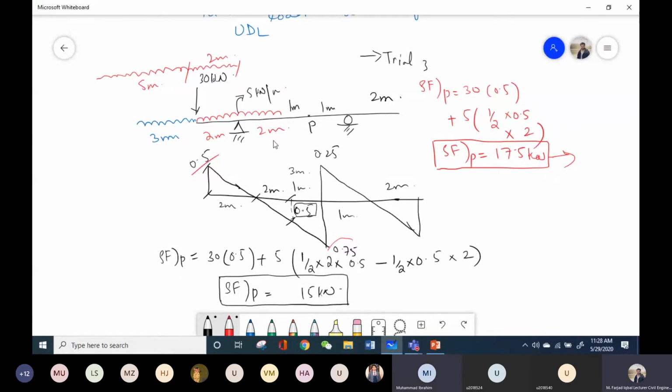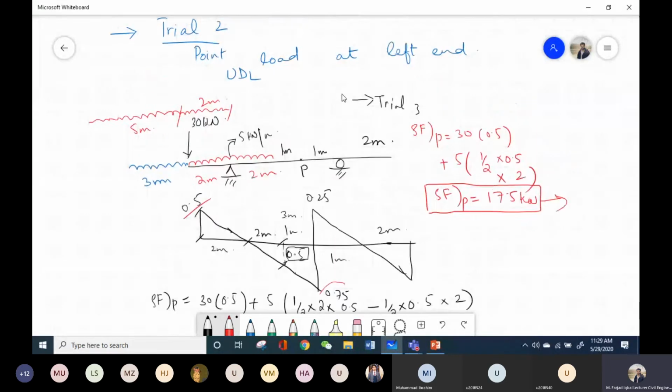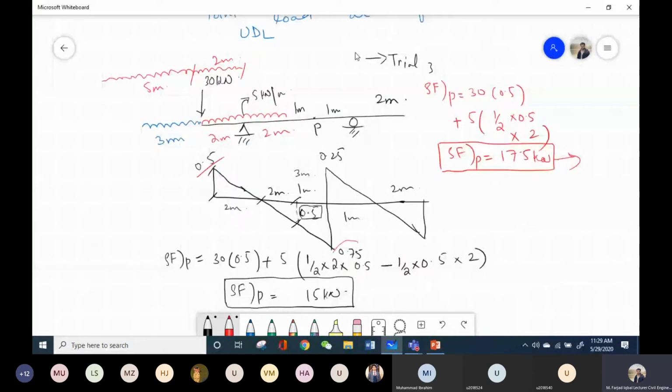So if there is any question about this one. Sir, in the second and third trial, what is the difference in the position of the UDL? Can you please explain that concept? In the second trial, I have placed 4 meter length of my UDL because the total length of the UDL was 7 meter. But in the third trial, I have placed only 2 meter on the beam. 5 meter is outside the beam because it is obviously a moving load. So it can be placed outside.